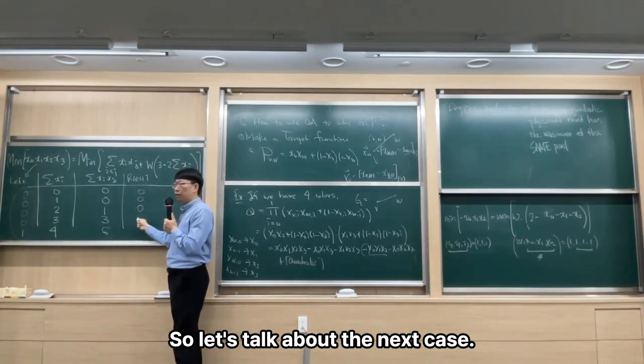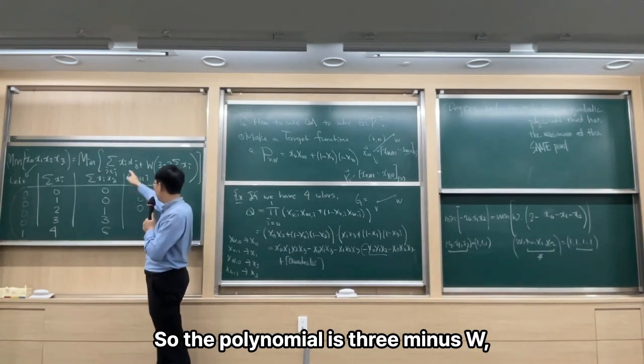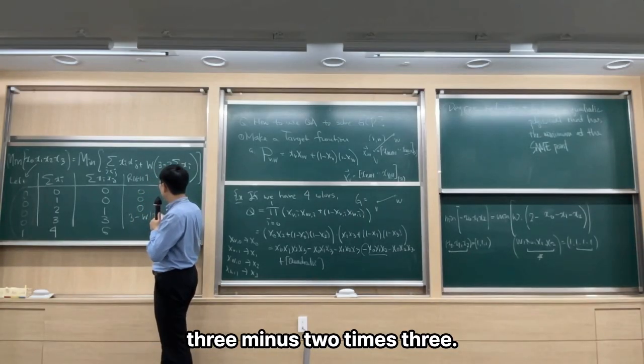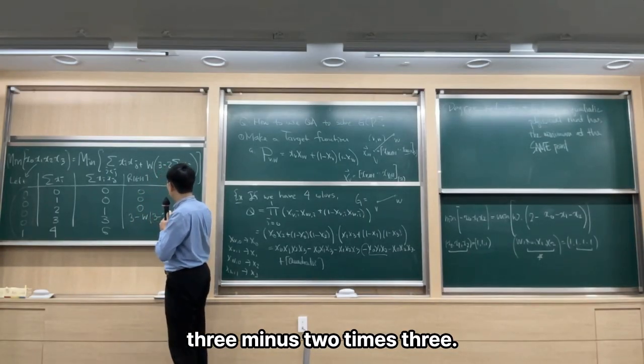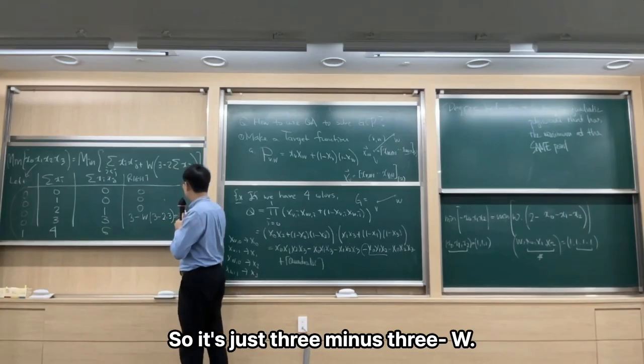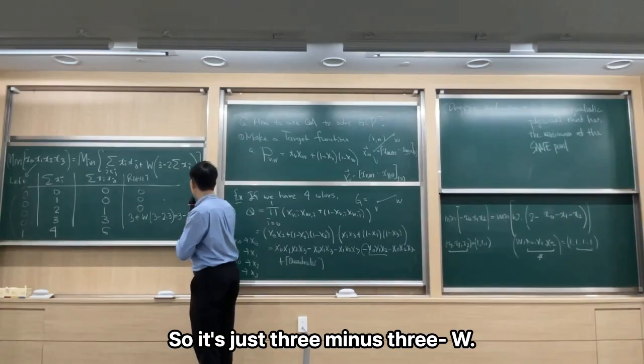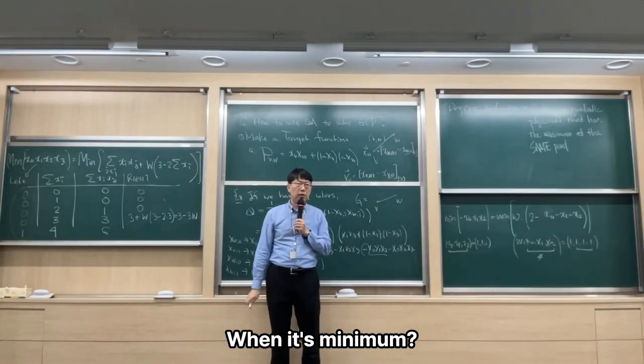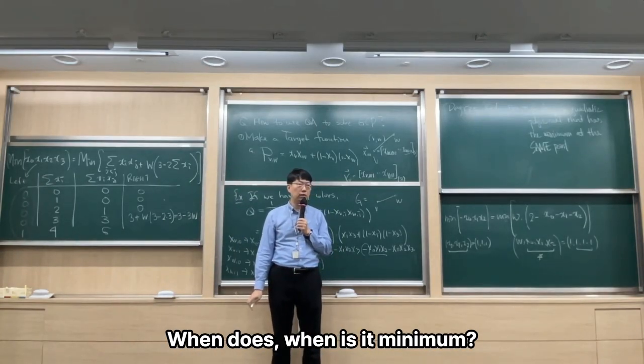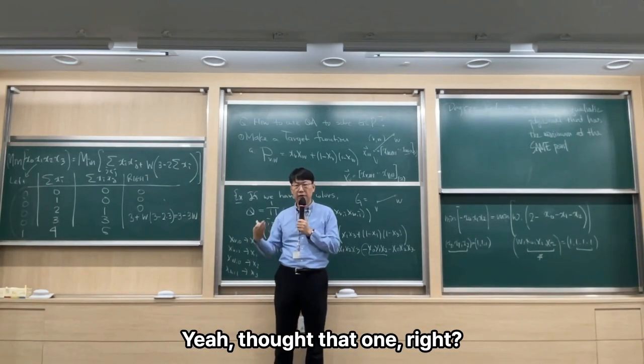So let's think about the next case. So the polynomial is 3 minus W, 3 minus 2 times 3. So it's 3 minus 3, is it close? This is closer. So 3W. When is it minimum? Yeah, W is 1, right? Then it's 0.